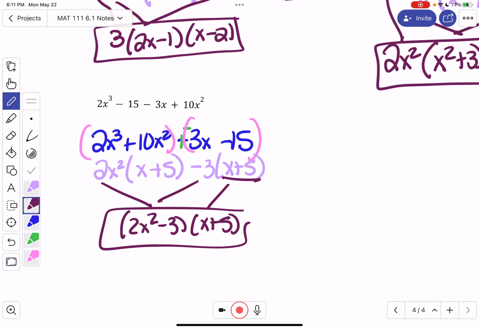And that is factor by grouping, which is also the end of 6-1. Again, let me know if you have any questions.